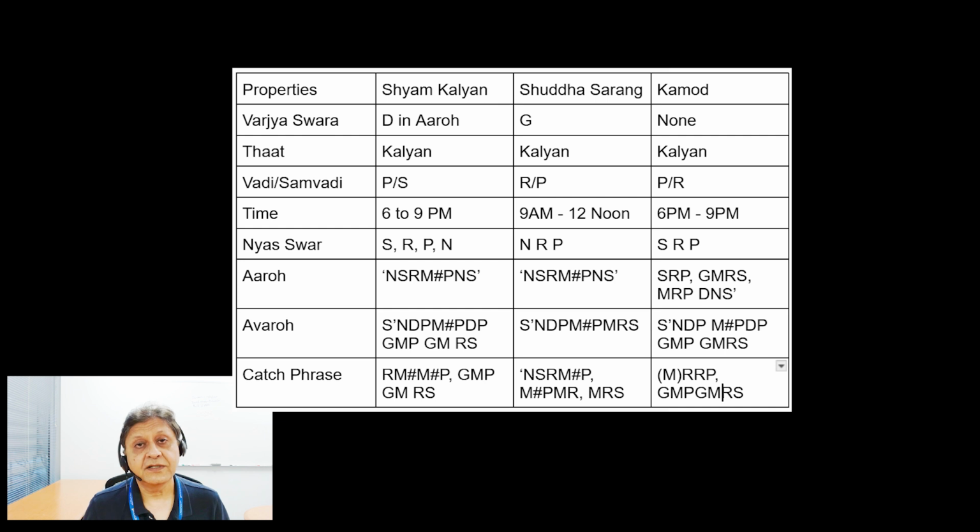Time of performance is 6 to 9 p.m. for Sham Kalyan. Shuddha Sarang is 9 a.m. to 12 noon. And that's probably because it's more related to Sarang and somehow it goes better at that time. Kamod is again an evening rag, same time as Sham Kalyan, 6 p.m. to 9 p.m. Nyasaswar, this is where you need to pay attention. Sa, Re, Pa and Ni in Sham Kalyan. Ni, Re, Pa, not that much of a difference in Shuddha Sarang. And Sa, Re, Pa, again not that much of a difference in Kamod. Now let me sing Aroha and Avroha and catch phrases and a little bit of development, and I'll come back to you.